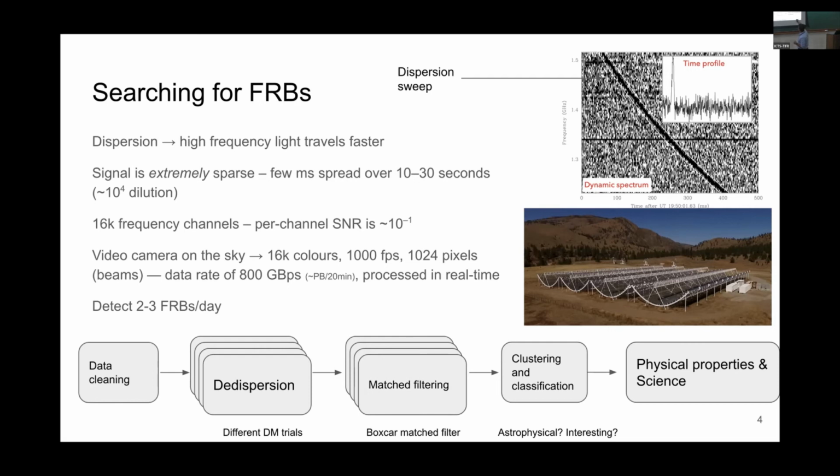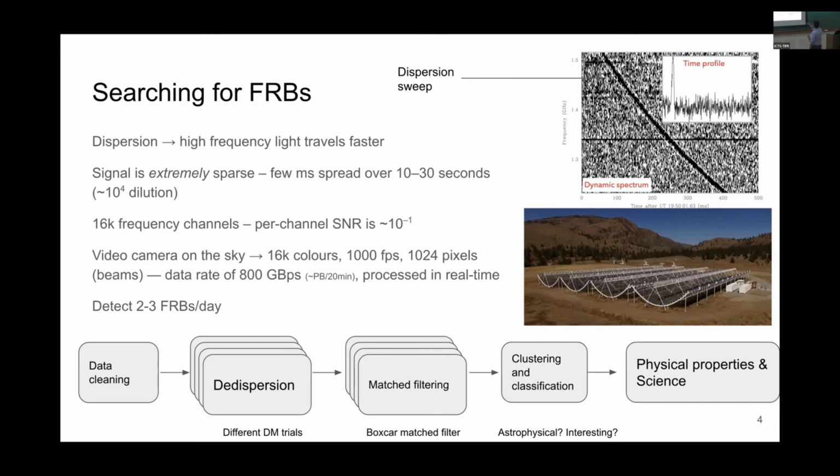you have about 16,000 frequency channels in this dynamic spectrum, which means that the signal to noise ratio is spread out across these 16,000 channels, and the SNR in each channel is about 0.1. So again, you're mostly looking at extremely diluted, sparse signals.